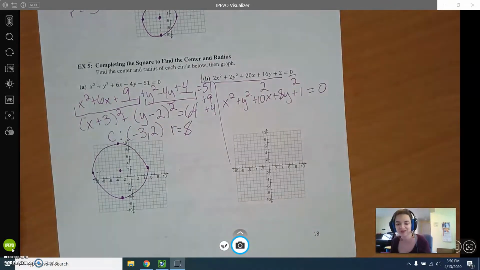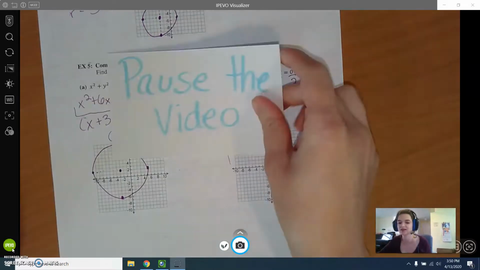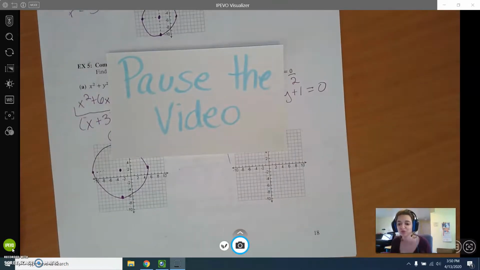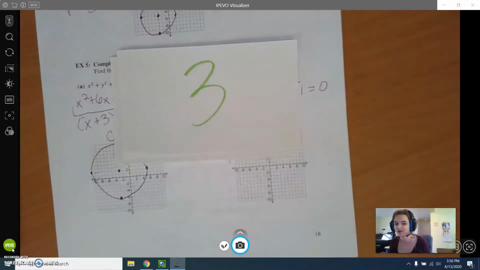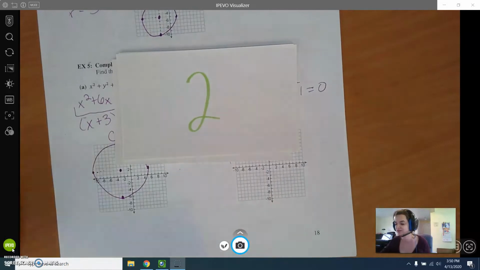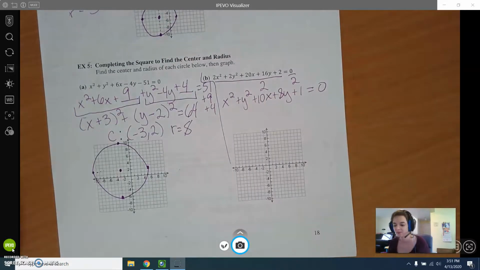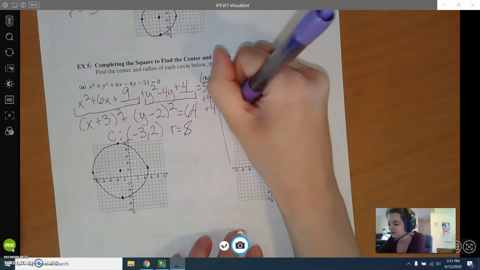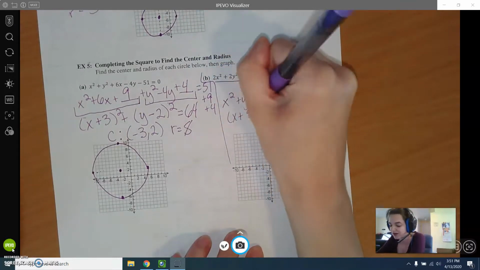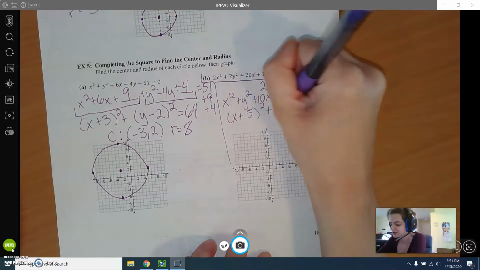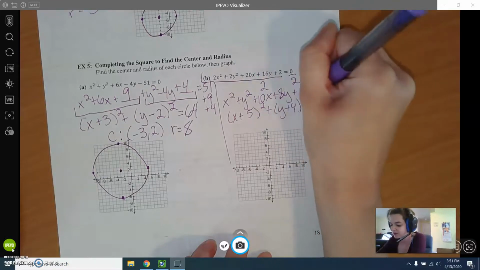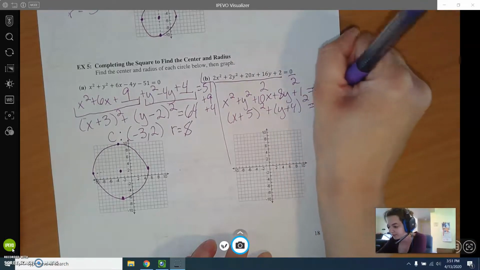Okay? I want to give you guys a chance to try one. So I'm going to give you guys a minute. Go ahead and pause your video. See if you guys can get this into center radius form. Okay, so pause your video and I will show you the center radius form in 3, 2, 1. Alright, center radius form for this one should be (x plus 5) squared plus (y plus 4) squared equals 40.